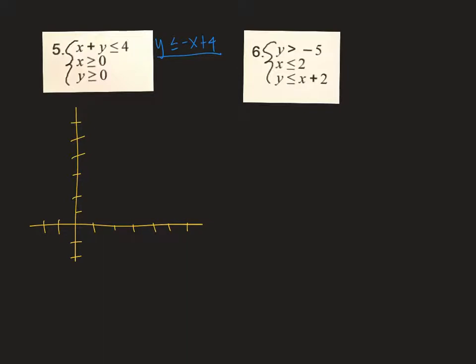So when I graph y less than or equal to -x plus 4, I'm going to start up at 4. And then my slope is -1. So down 1 over 1. And then it is less than or equal to, so it's going to be a solid line. Less than is going to be shaded below that.